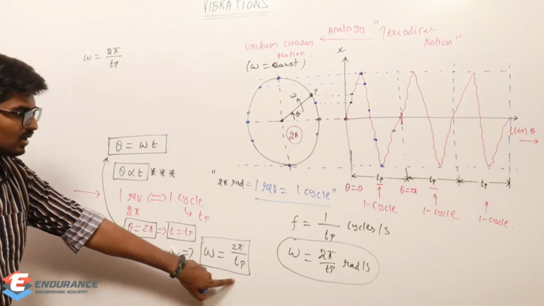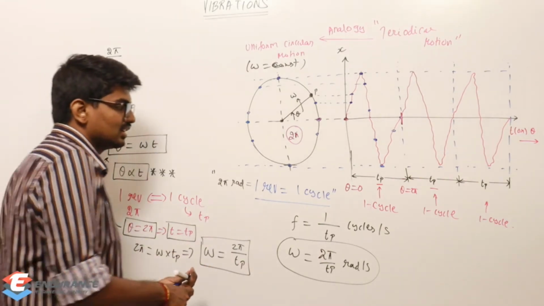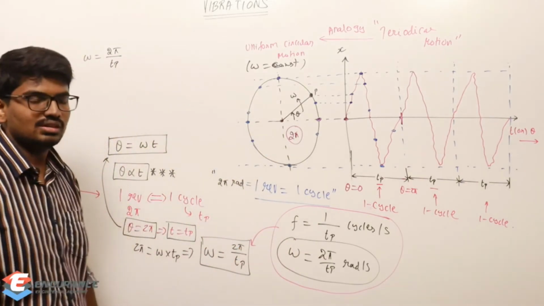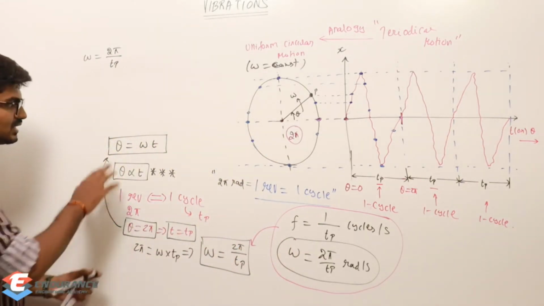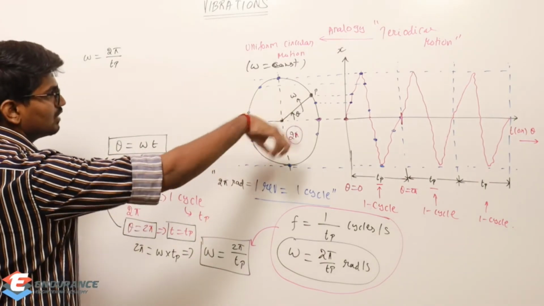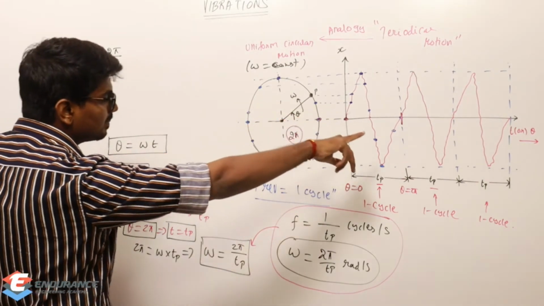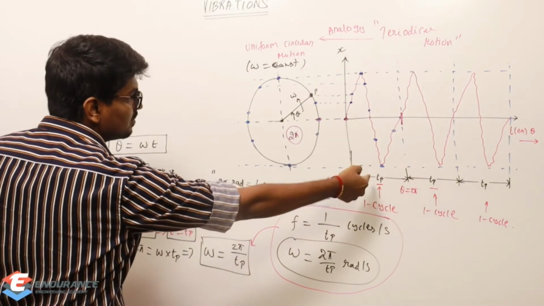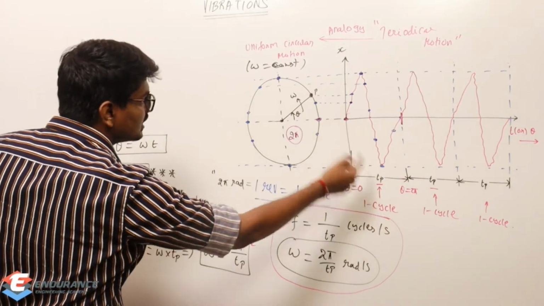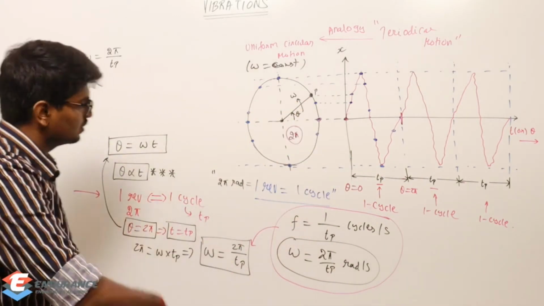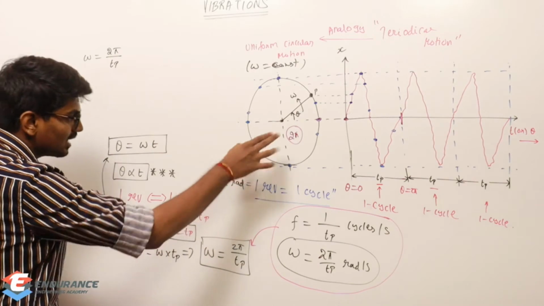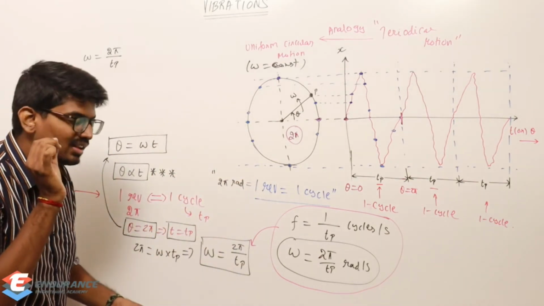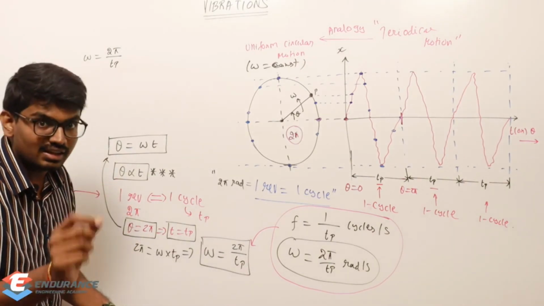Same conclusion as I got here. This is one of the ways to end in the same conclusion. So theta is equal to omega t. When the particle covers 2 pi distance in circular motion, in periodic motion it is covering one cycle. Whatever the time period is for one cycle, the same time period it will take for this particle also to cover 2 pi radians. So in place of t, I am substituting tp, and in place of theta, I am substituting 2 pi. So I end up with omega, and that omega is called the circular frequency or circular natural frequency.